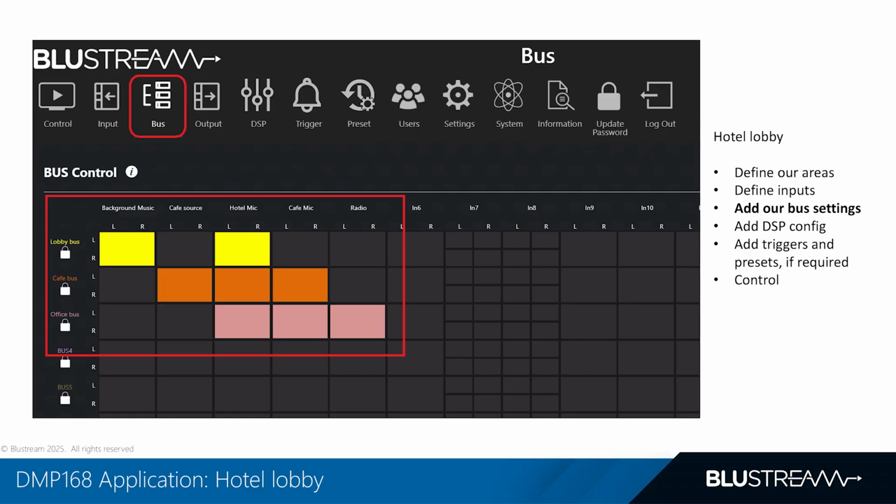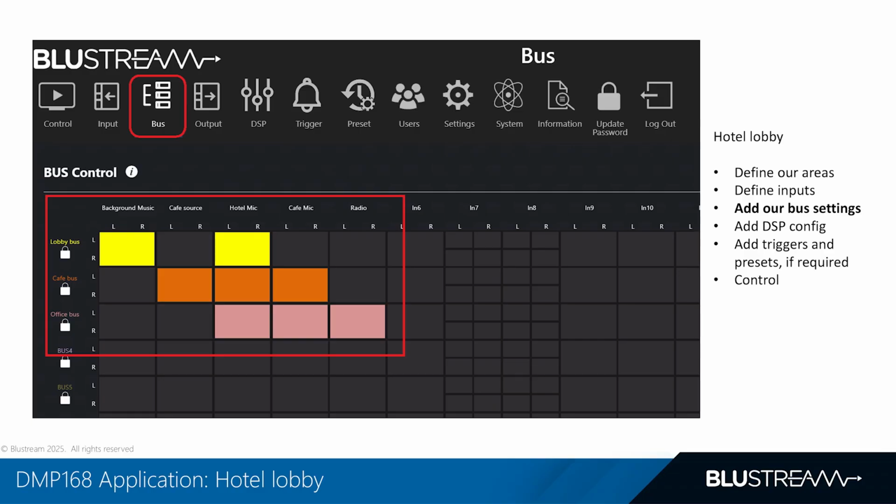After that, let's look at the bus configuration, a feature that works like creating virtual mixes inside the DMP168. Now, of course, the bus is a custom blend of sources that we can route then to one or more zones. So for this scenario, I set up 3 buses. We got a lobby bus for background music plus the hotel announcement mic, a cafe bus for streaming playlists with 2 microphones for staff use, and then an office bus, which is for the radio and back office and staff room, plus all microphones so no one misses any announcements.